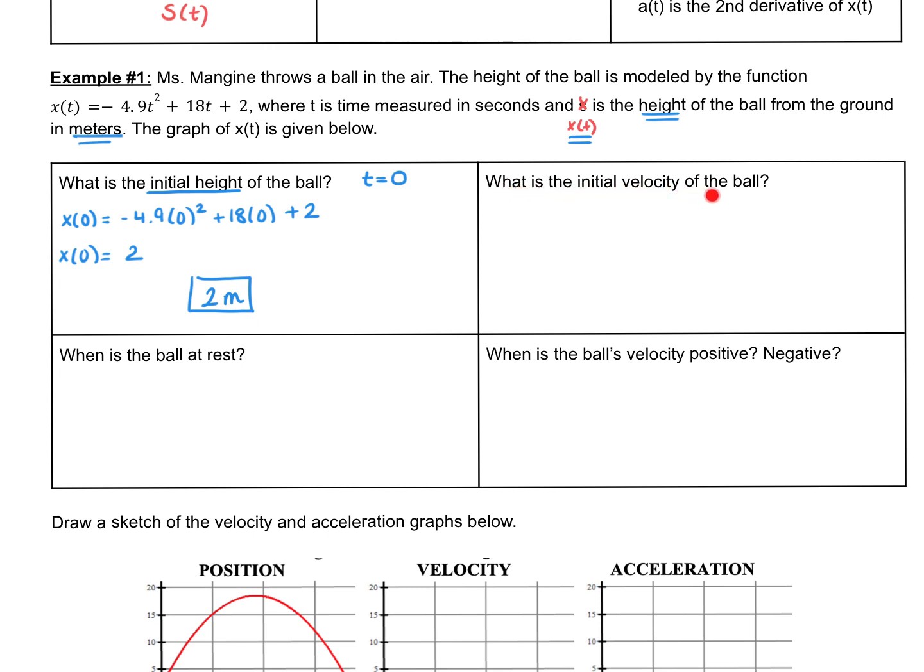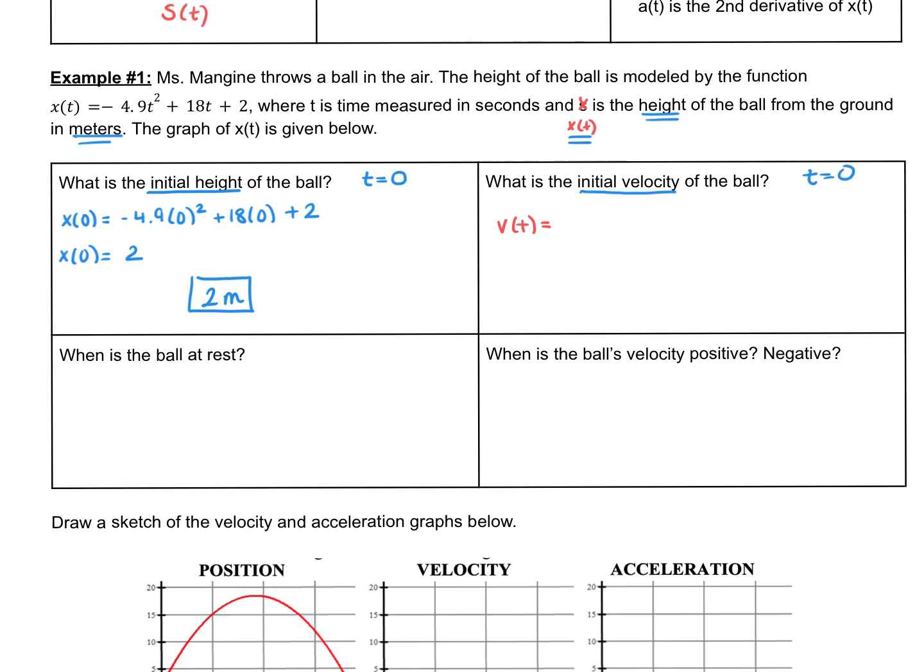What is the initial velocity of the ball? So initial velocity still, again, means time equals 0, but this time we're going to plug it into the velocity function. Well, we don't have velocity. We have the standard position, or the height. So in order to find velocity, we have to know that velocity, v of t, is the derivative of x of t. So we're going to use a simple power rule.